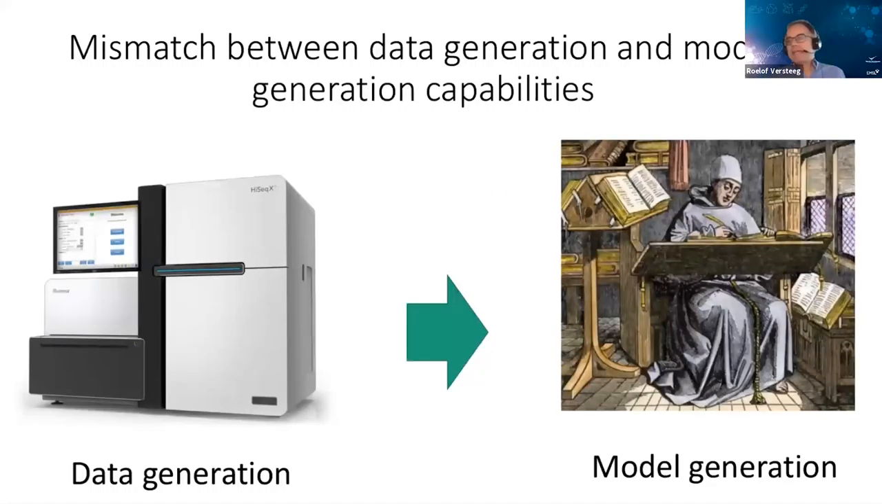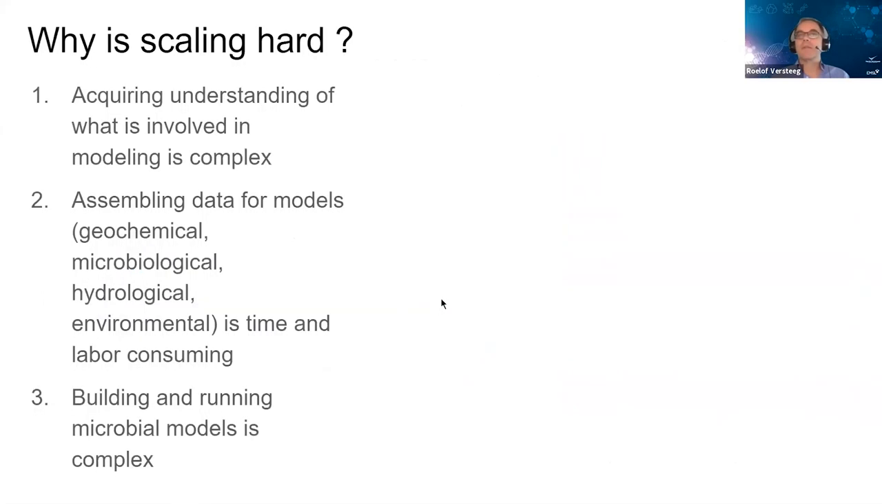I made this figure for a previous presentation, and I really like this slide. On one hand, we have an Illumina sequencer, and on the right hand, we have a monk from the Middle Ages, and there's a mismatch between data generation and model generation capabilities. Any resemblance to an actual modeler is purely coincidental. You see model generation very slowly taking its time, and at the same time, this machine is spitting out data, and that's one of the big challenges. And so the question is, why is scaling hard?